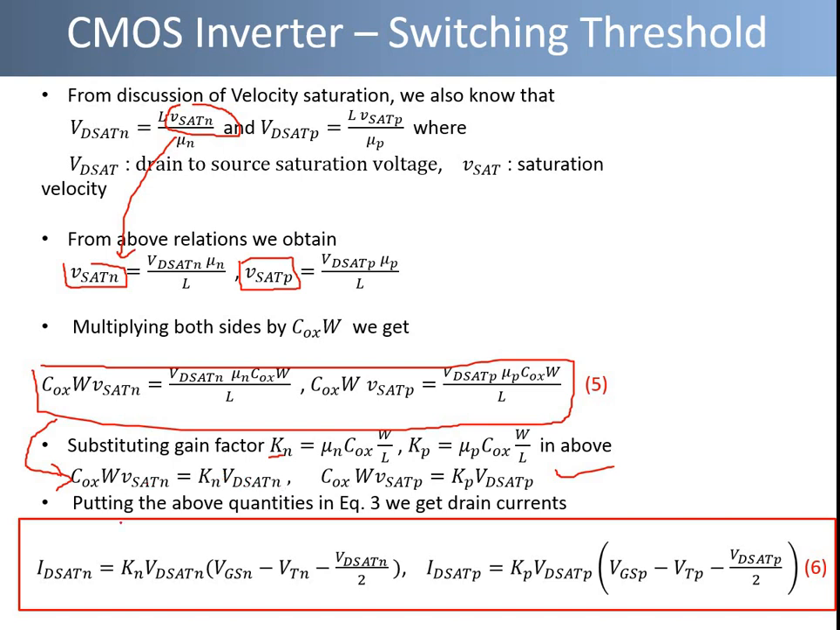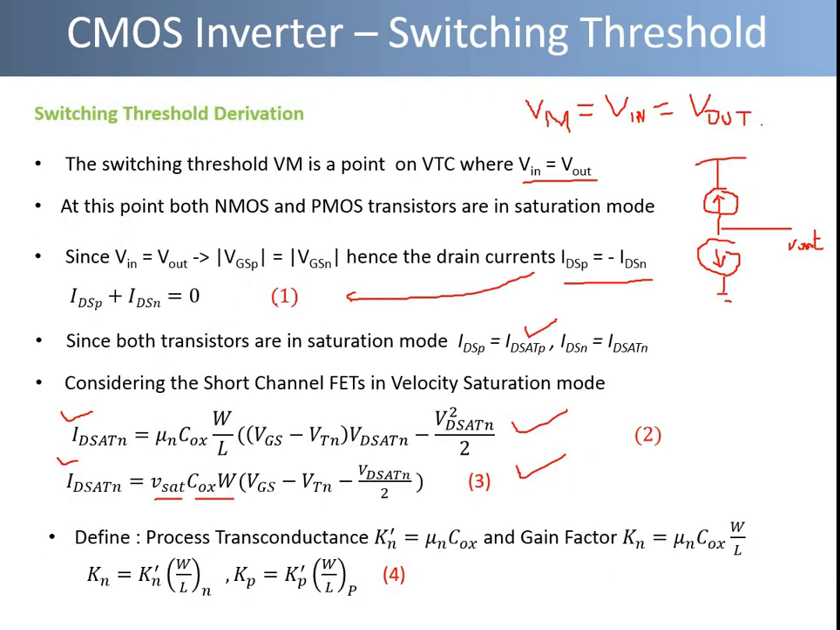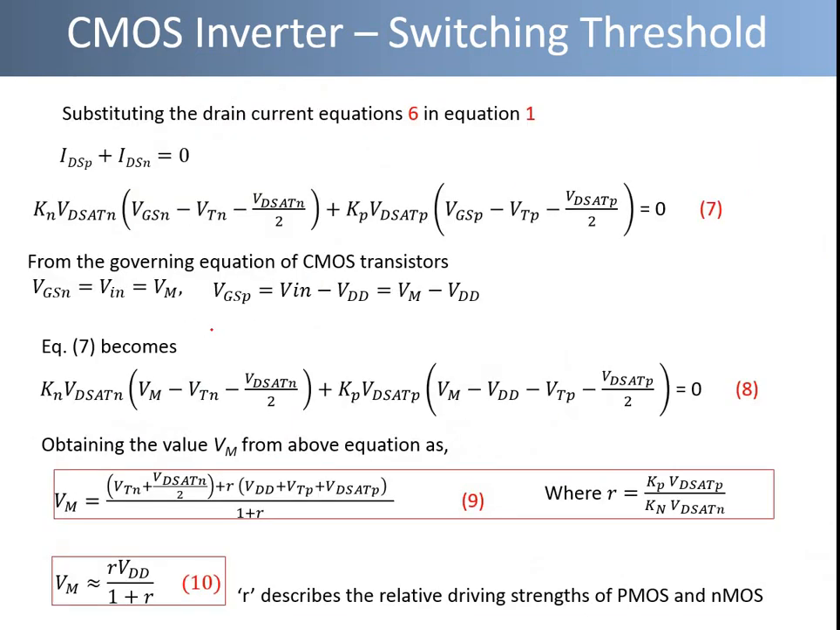We substitute it into the drain currents for PMOS and NMOS transistor and we come up with the following set of equations. Now that we have the equation for drain currents for PMOS and NMOS transistor, we can simply substitute them into equation 1 and we can obtain the following relation. We can obtain equation 7.